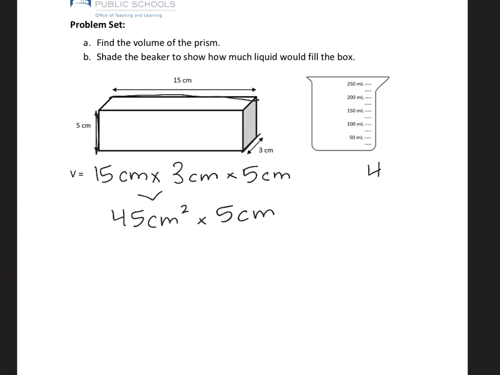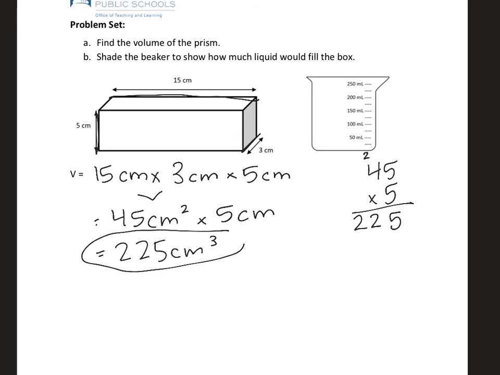Okay, coming over here, 45 times 5. 5 times 5 is 25. 5 times 4 is 20, plus 2 is 22. So this prism has a volume of 225 cubic centimeters. So if the volume is 225 cubic centimeters, I know that's going to be equal to 225 milliliters. So I'm going to come over here and I'm going to say, all right, how can I shade this in?